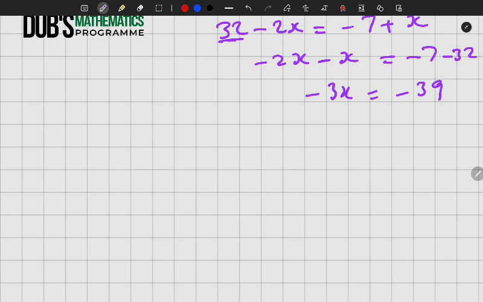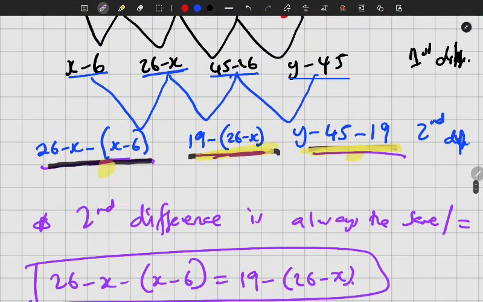Then we divide both sides by minus 3 and we get 13. So we get that x is equal to 13. So we now have x. We now need to find y, but now we need to equate this one to that, because we have equated those two already.